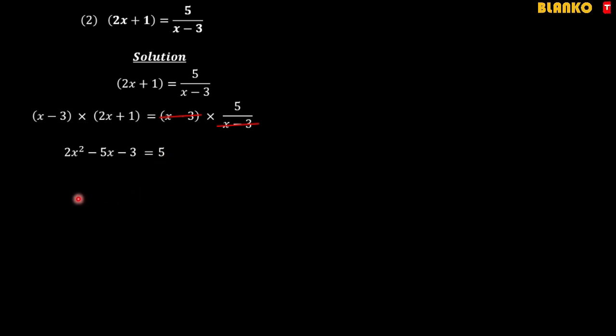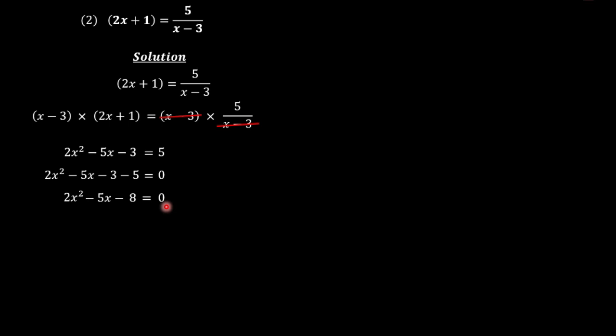So let's now group all the terms to the left hand side and then equate it to 0. So we have 2x squared minus 5x minus 3 minus 5 equals 0. So we have 2x squared minus 5x. Now minus 3 minus 5 is going to give us what? Minus 8 equals 0. So we have 2x squared minus 5x minus 8 equals 0. And this is a quadratic equation.